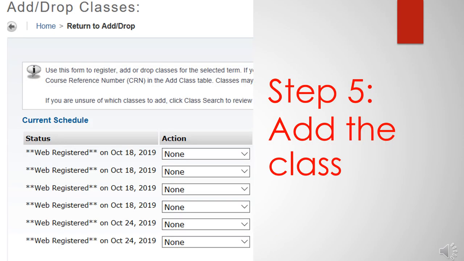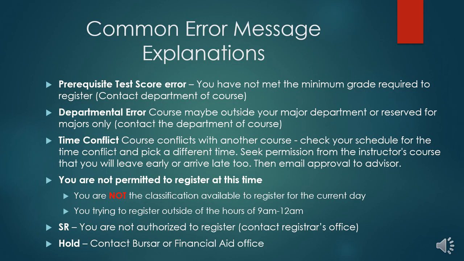If you do not encounter any issues, the courses that you have selected will appear under your current schedule. They will be listed under Web Registered. During registration, you may encounter common error messages. Prerequisite test score error. You have not met the minimum grade required to register for the course.